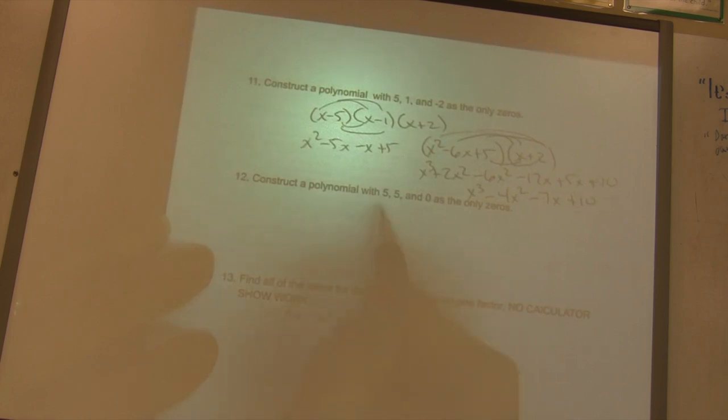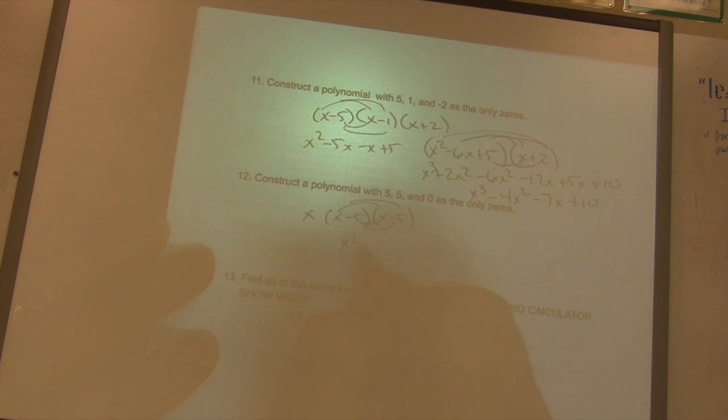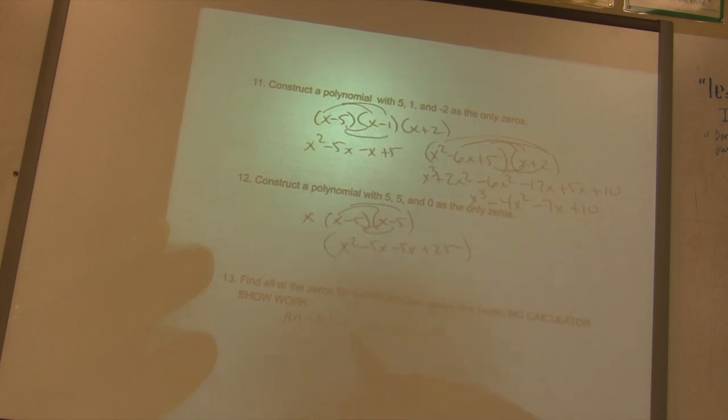And then the next one, on this we have 2 5s, so that just means I have to have x minus 5 and x minus 5. And then I have a 0. So if you have a 0, remember that's just an x. So I multiply this together and I get x squared minus 5x minus 5x plus 25. And multiply by x. I'm going to go ahead and simplify that. And so I get x cubed minus 10x squared plus 25x.